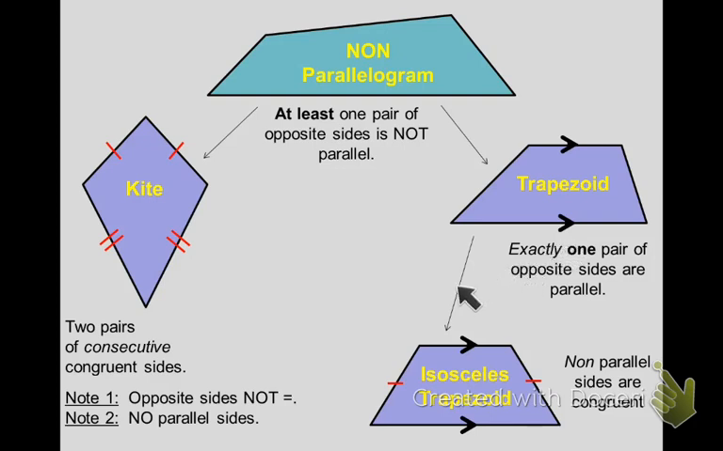Specifically, we can get a little bit more specific. If I were to say, not only are one pair of opposite sides parallel, but I also know that my non-parallel opposite sides are equal to each other, that makes it an isosceles trapezoid. So you can think of an isosceles trapezoid as being like an isosceles triangle with the top cut off, right?